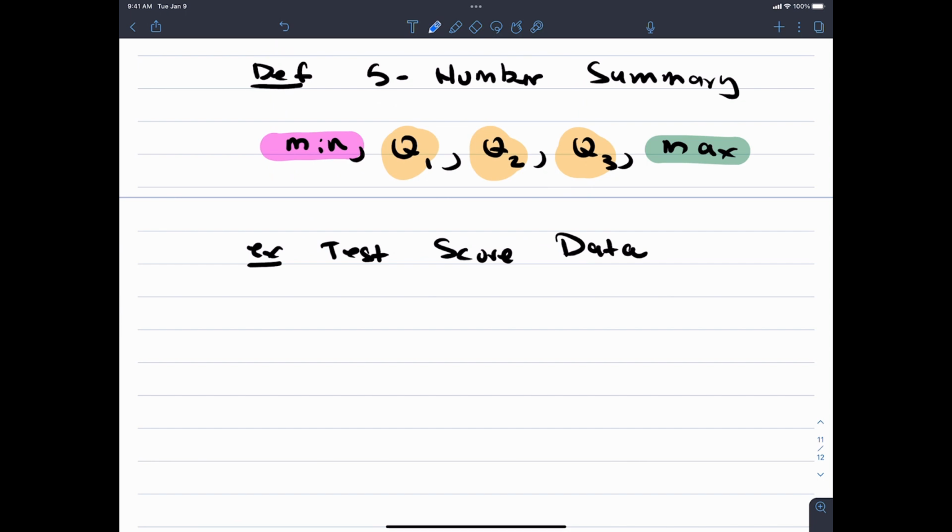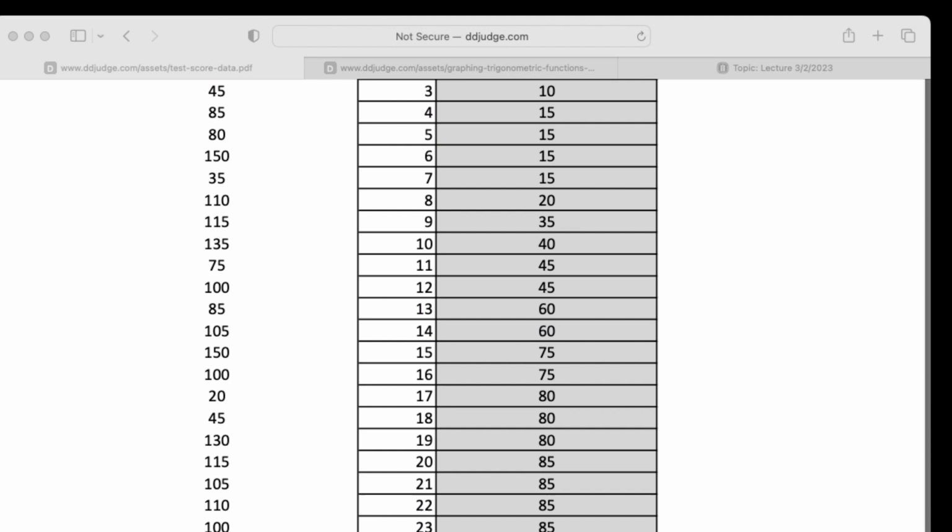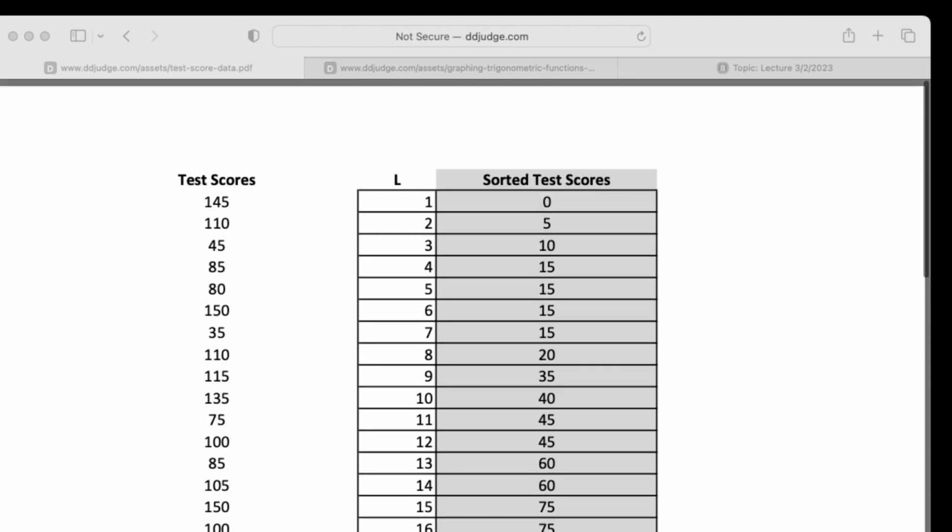What's the minimum going to be? 5-number summary. This is test score data. Do you guys know what the minimum value is for the test score data? Go back to the list. What is it? 0. What's the maximum value? 150?